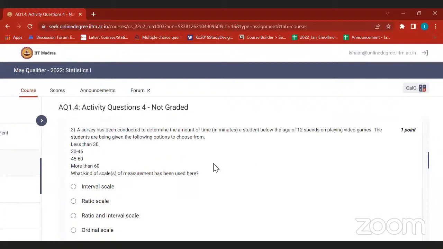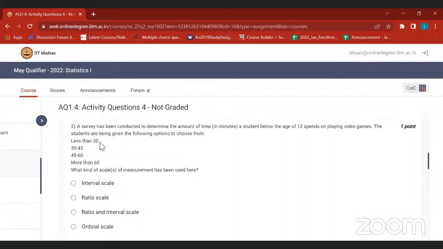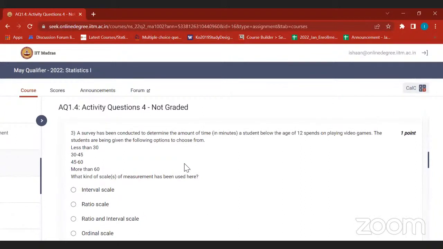Interval. It has a fixed interval between them, but why can it be ratio? Because the time in minutes, zero is well defined. Absolute zero is well defined. If it's only been time in minutes, it would.